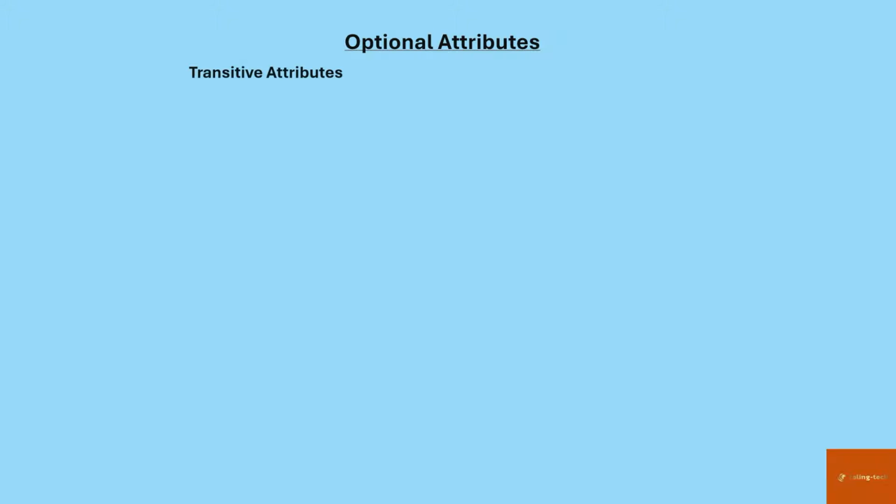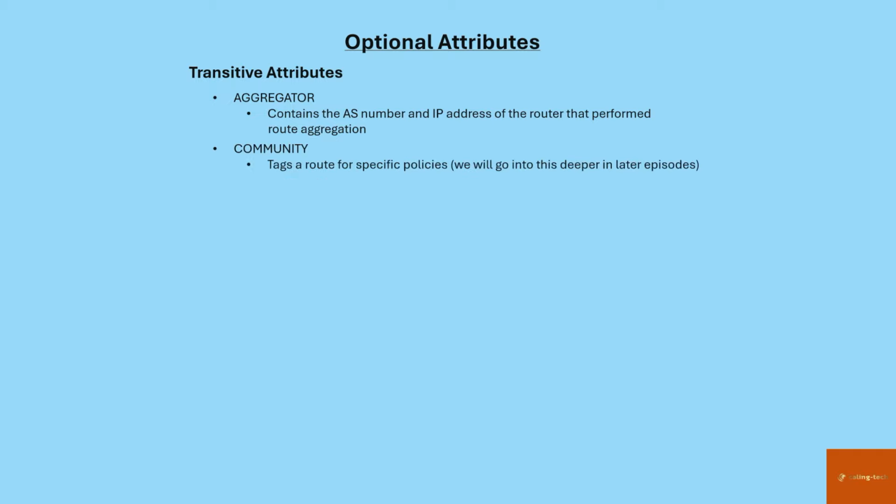And the optional attributes. So we've got transitive attributes. The aggregator, that contains the AS number and IP address of the router that performed route aggregation. And we've gone through aggregation as well, but we'll go through it again in greater depth when we come to these transitive attributes videos. Community. Now that tags a route for specific policies, and again, as I've stated here, we're going to go into this deeper in later episodes, what the policies are and how the community functions with regards to those policies. Allows for flexible policy enforcement.